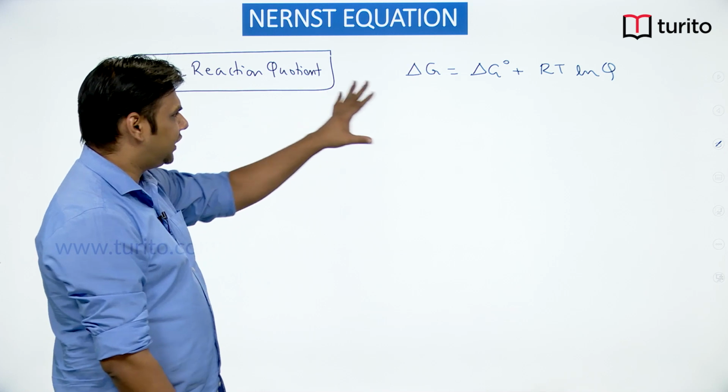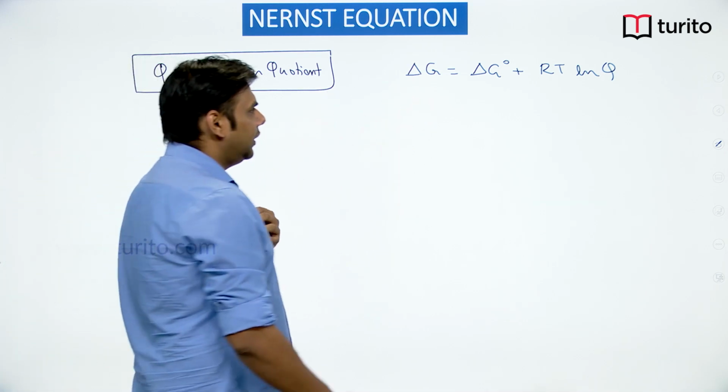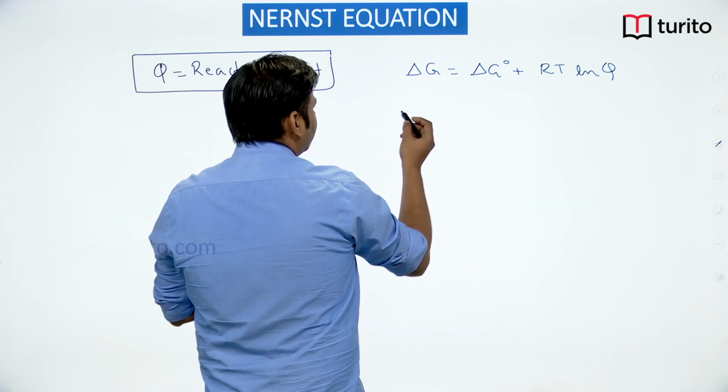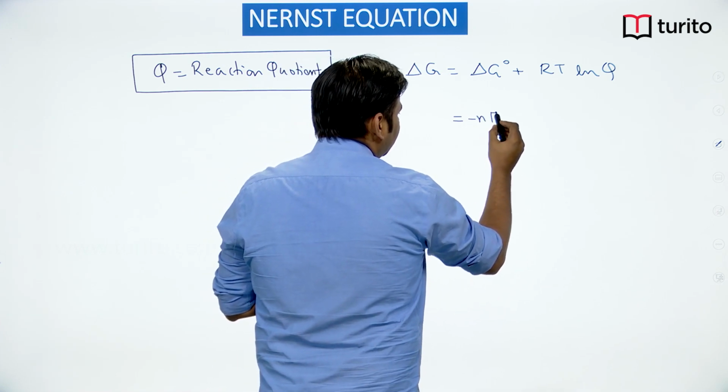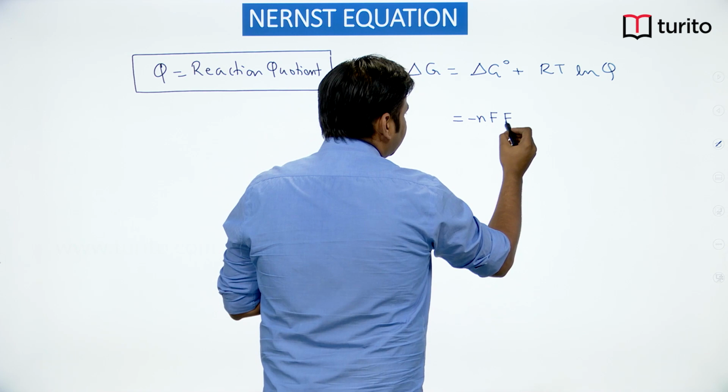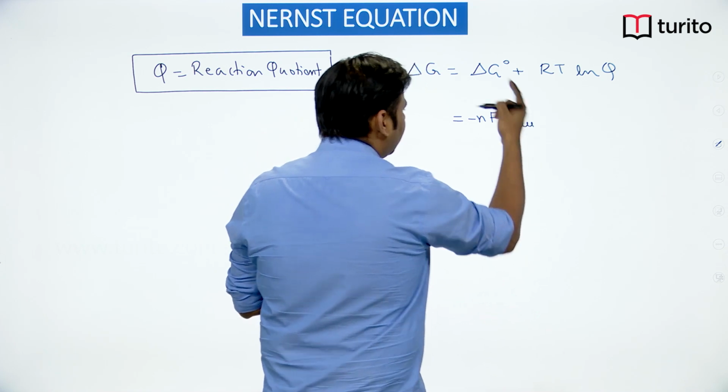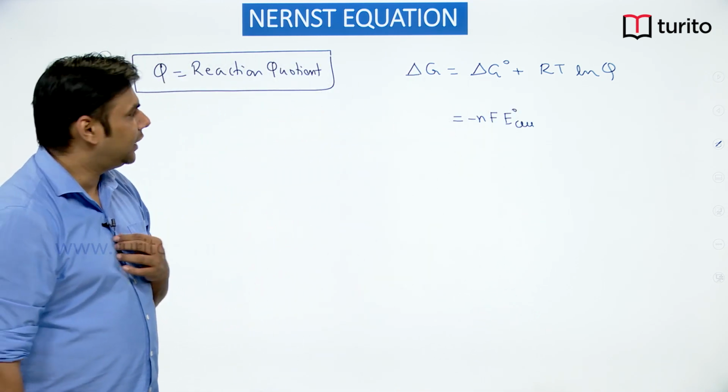I will explain this through the expression, so let me make you understand. I know that delta G naught is minus n F E naught cell. Delta G naught is the Gibbs free energy under standard conditions.